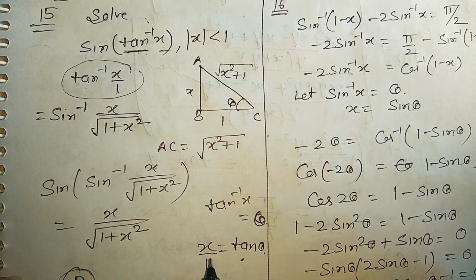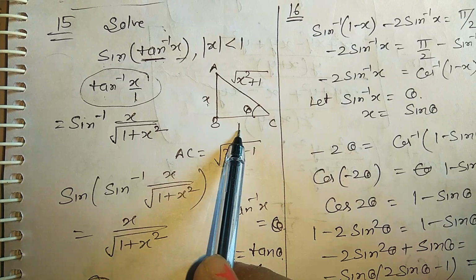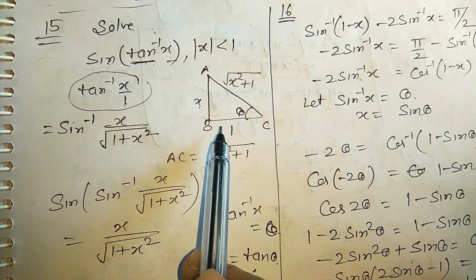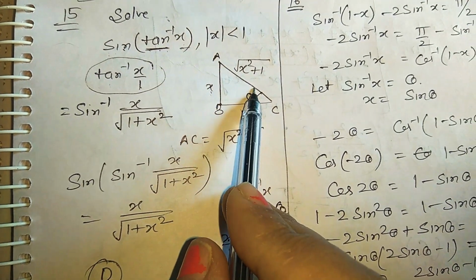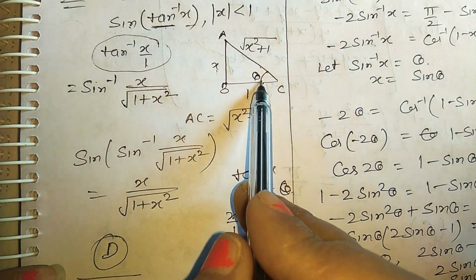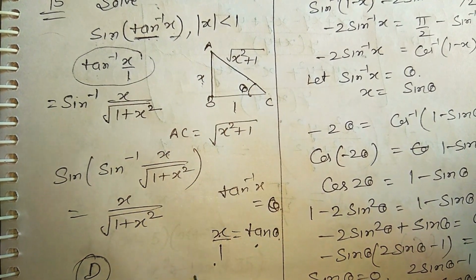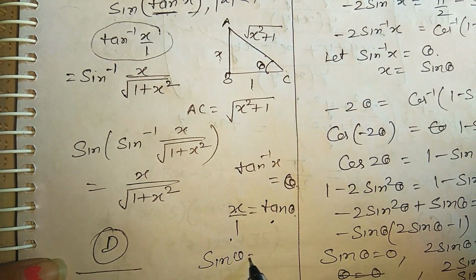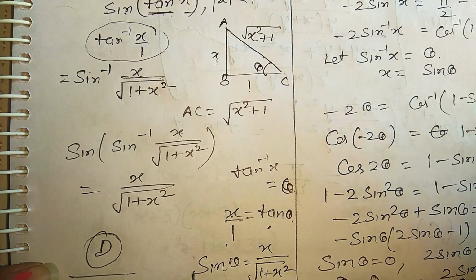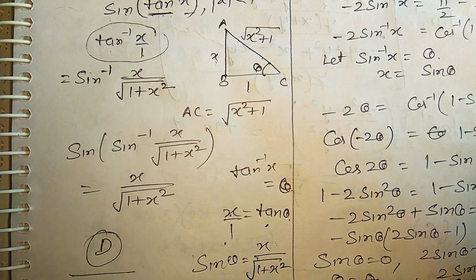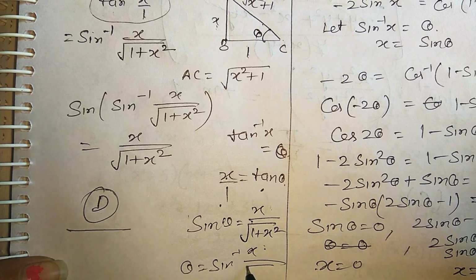So tangent theta is equal to perpendicular upon base. So perpendicular is x and base is 1. Then we will get the hypotenuse: what is the square root of perpendicular square plus base square? Hypotenuse. So we know that sin theta will be perpendicular upon hypotenuse. What will be sin theta? x upon square root of 1 plus x square. So theta will be sin inverse x upon square root of 1 plus x square.